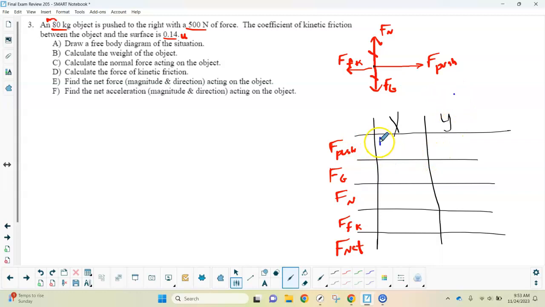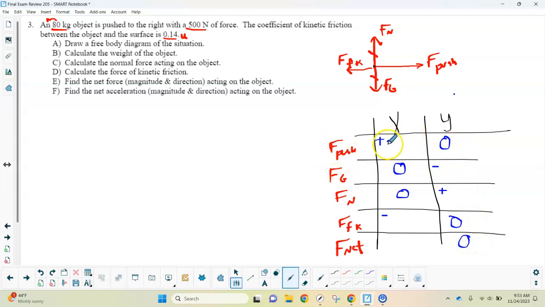So the push is going to the right, so that's positive in the x, and it's not going in the y, it's 0. Gravity doesn't go in the x direction, gravity goes downward, so that's negative in the y. Normal force is not going in the x direction, so that's 0, and it's going up in the y. And then the friction force is going negative in the x, and it's not going in the y, so that's 0. The y component balances out, so we know that the net force in the y is also 0.